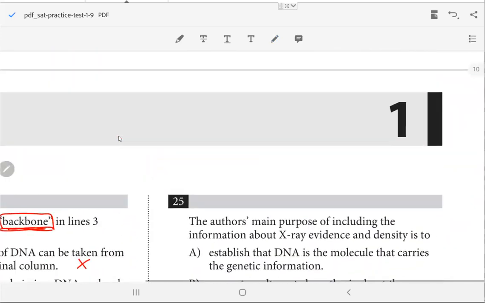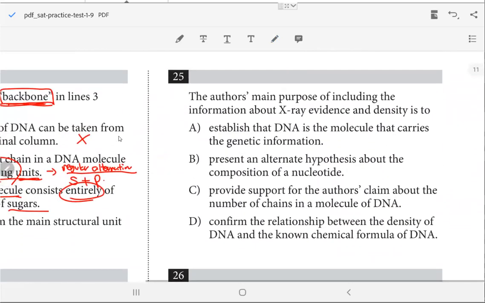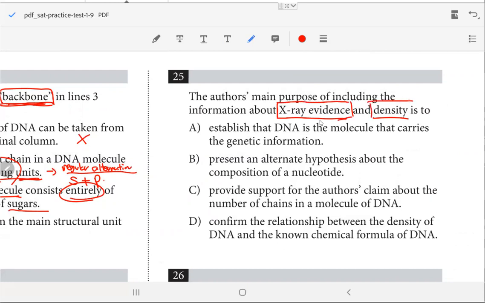자, 기분이 좋죠? 읽을 때부터 이미 이거 질문에 100% 나올 거야. 이렇게 생각했던 게 나와주고 있어요. 왜? 사이언스 패시지니까. 그죠? 뻔하다는 거죠. 문제가 잘 읽으면. 25번. The author's main purpose of including the information about X-ray evidence and the density. 이거는 to prove, use it as evidence. So it's not just a hunch, guess, assumption. This is hard facts. This is hard data, hard evidence. Right?